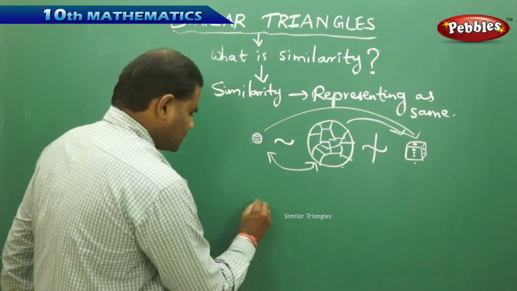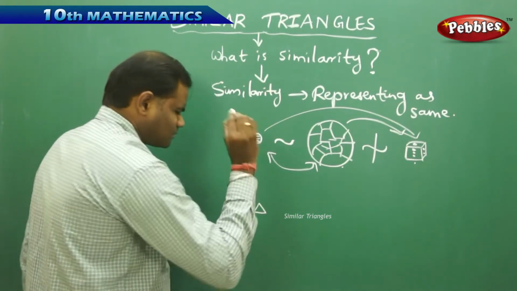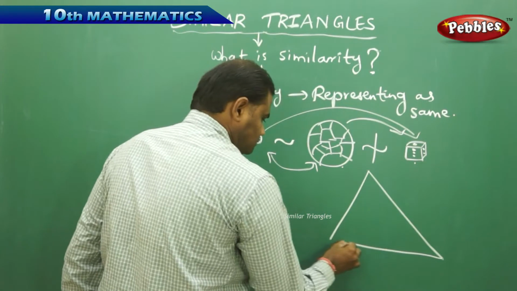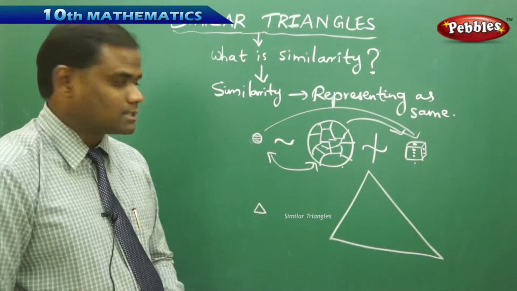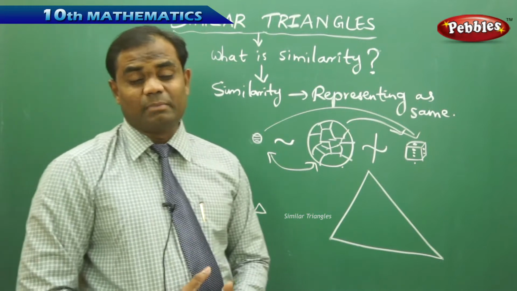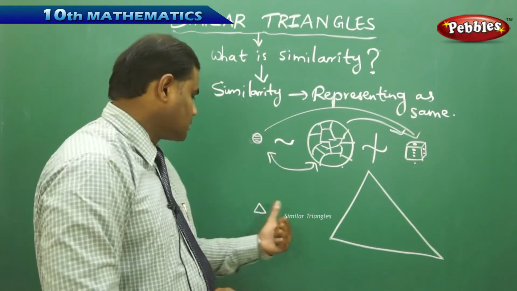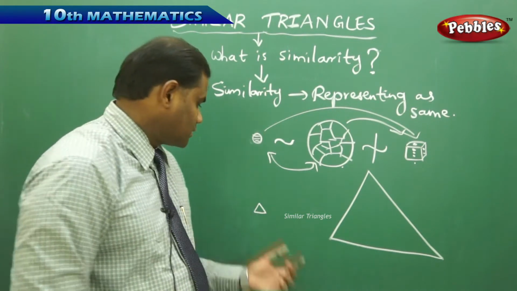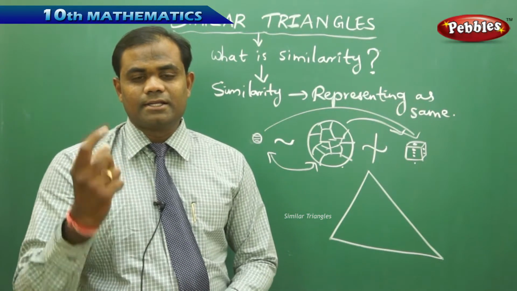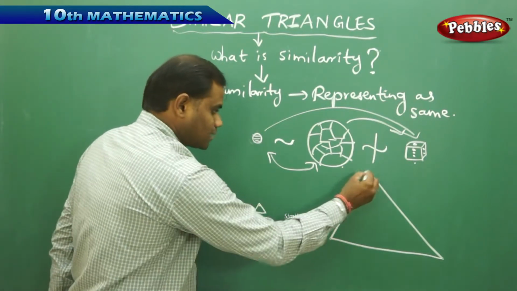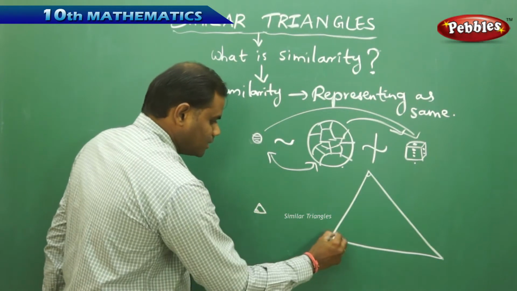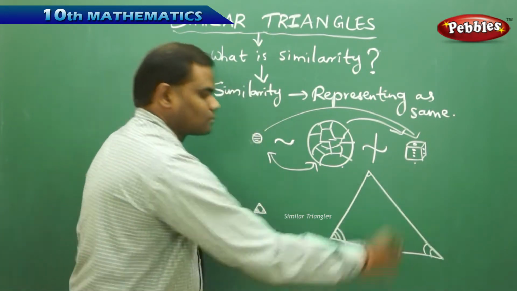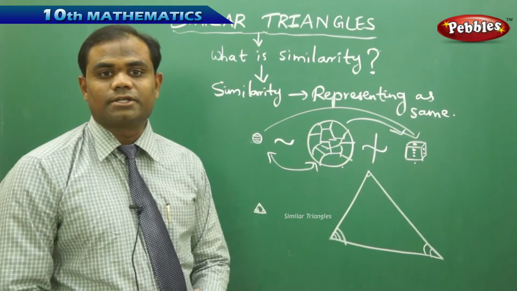Say, for example, I take a very small, minute triangle, and a very large triangle. Then these two triangles are said to be similar, but there are some mathematical properties involved in identifying whether these two triangles are similar. When I take the concept of triangles, similarity is identified through their angles, the corresponding angles which need to be equal, and the sides which must be in the same ratio.